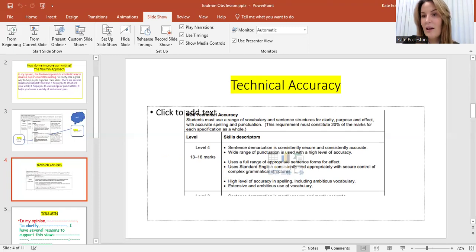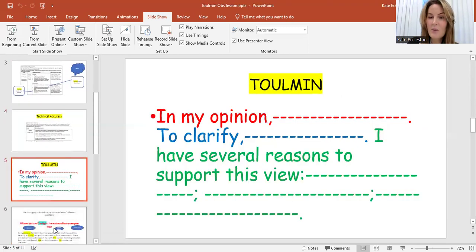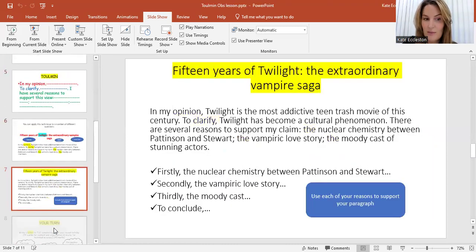So don't try and do something different. What you're going to work on is actually your vocabulary and making sure what you're writing is of a higher standard. But in terms of how your work is structured, Toulmin is absolutely perfect. So in its most simple form again, "In my opinion," you state your opinion, you clarify what you've just said, and then you support your answer with several reasons to support this view. Colon, reason 1, semicolon, reason 2, semicolon, reason 3. Each of those reasons will create each of the paragraphs that you're going to write about.